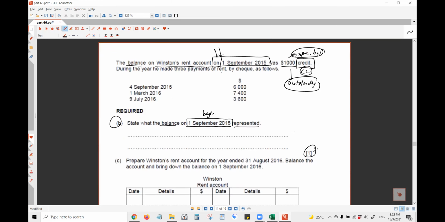Okay, so it's asking you what this 1,000 represented. Now, how to answer? Easy. You write: Winston owes the owner of premises $1,000 rent. Okay? Winston owes the owner of premises $1,000 rent.